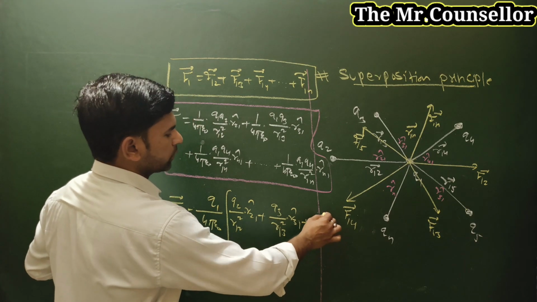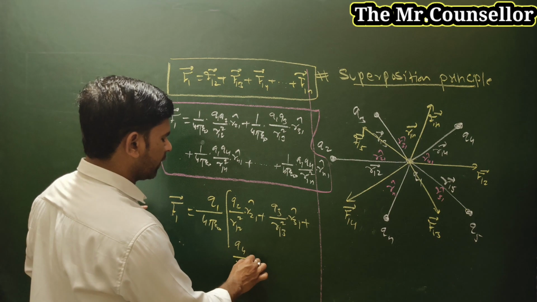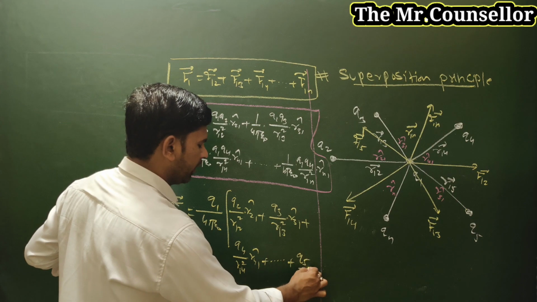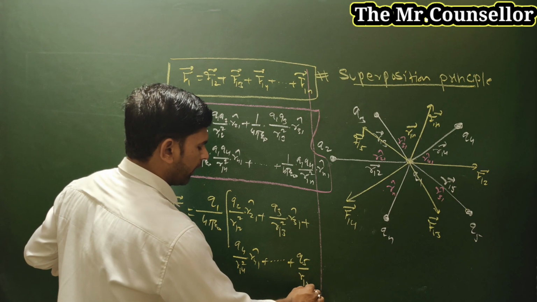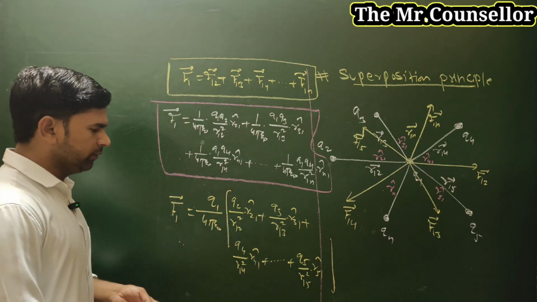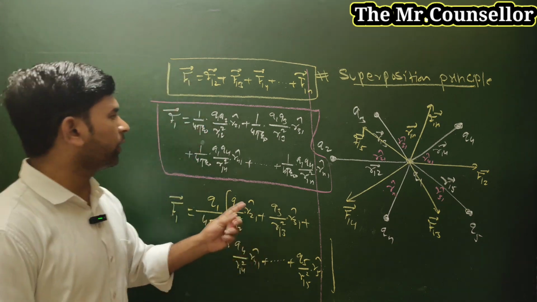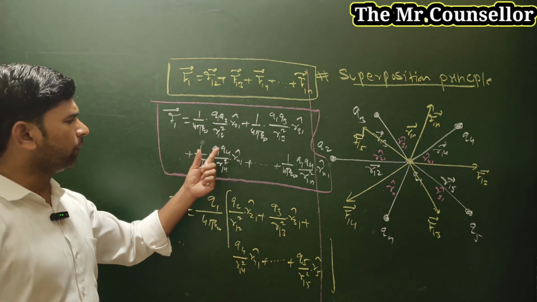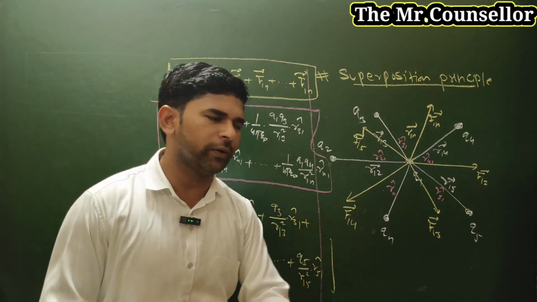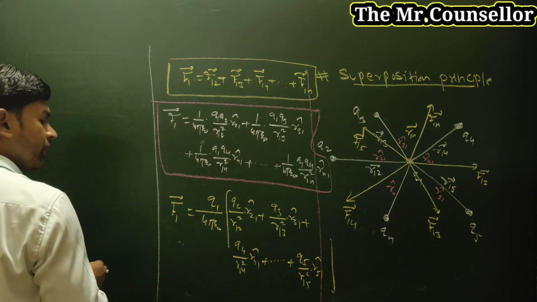And plus Q4 divided by r14 square r41 cap plus dash dash dash plus Q5 divided by r15 square r51 cap. Like this you can write, or not? Very easy. What you did, you just took the common. What is common? Q1 is everywhere and 1 upon 4 pi epsilon naught is also everywhere. So you took it common. After this, you are going to write the final summation form.